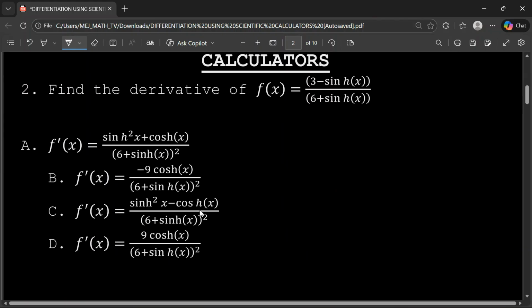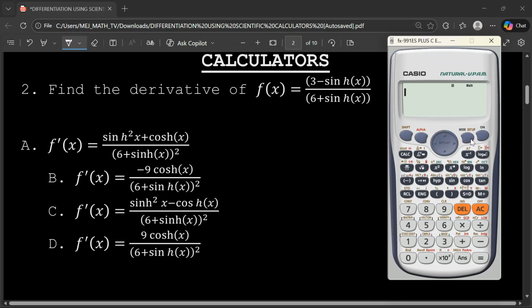Question 2. We are to find the derivative of f of x, which equals 3 minus sinh of x all over 6 plus sinh of x. These are hyperbolic functions. So this is what we are going to do.